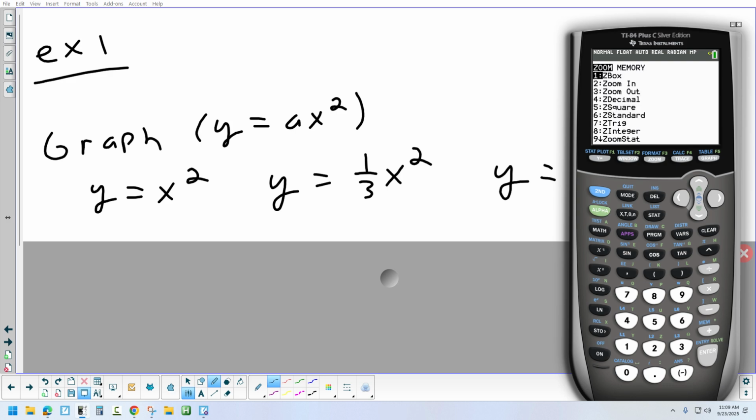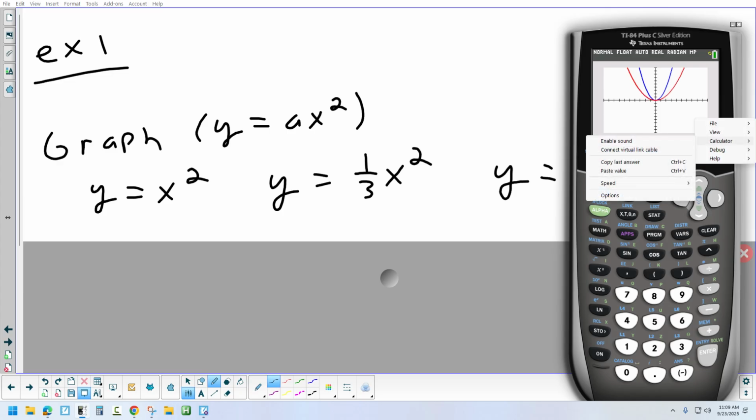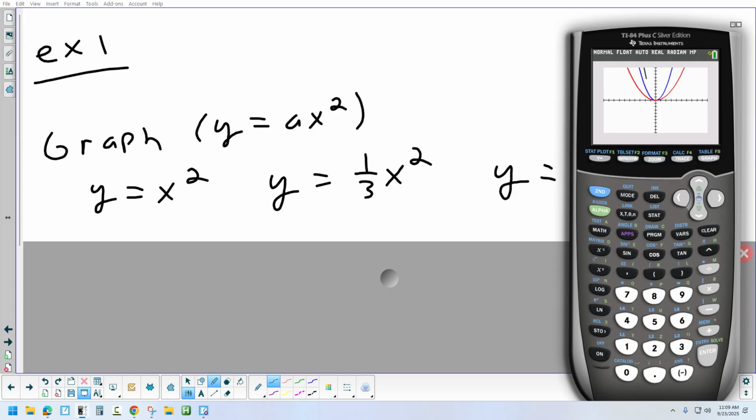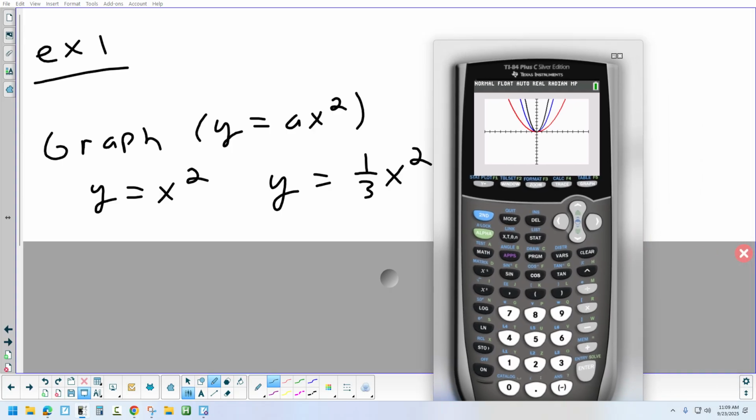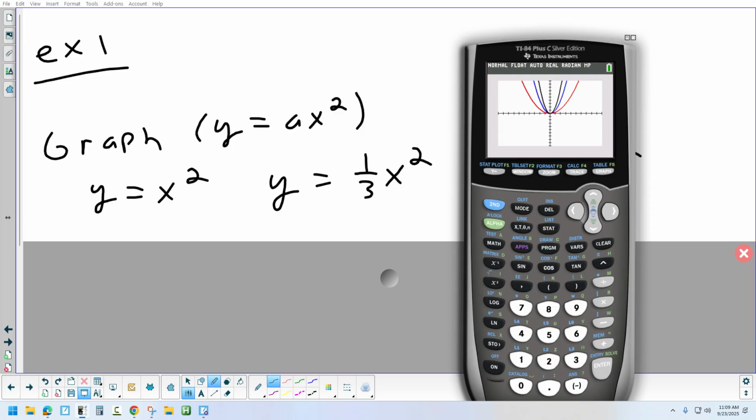I'm going to do zoom 6. Make sure my window is set. Okay, there's your original. Here's the 1/3 x squared in red, and here's the 2x squared in black. So the way that we're going to describe what happened here is either a stretch or a compression.